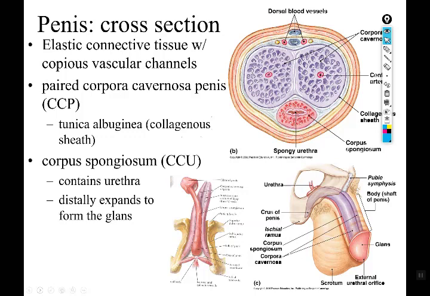So the corpus spongiosum also undergoes erection, but not to the same extent that the corpus cavernosum, or corpora cavernosa, plural, does. And that's because the spongy urethra passes through it. If it got too stiff, it would close the urethra, and then that would deny the passage of sperm out of the penis. So that would be bad, right?